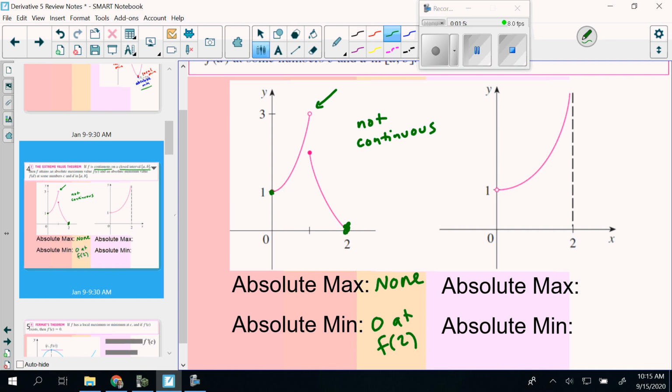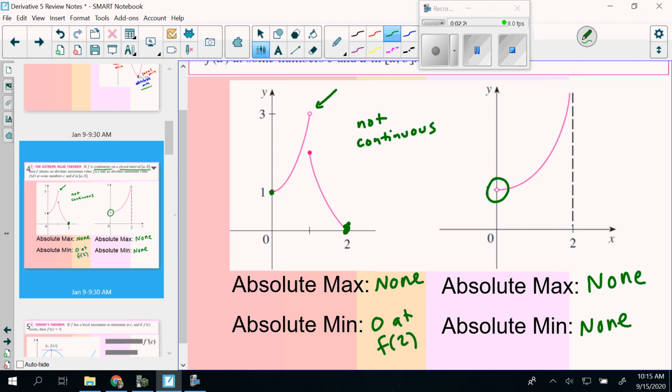The next one, do we have an absolute maximum here? It doesn't appear so because there's an asymptote here and it keeps going. So this one does not have an absolute max. Does it have an absolute min? This should be, but it's not filled in there. So this one has neither an absolute max nor min.